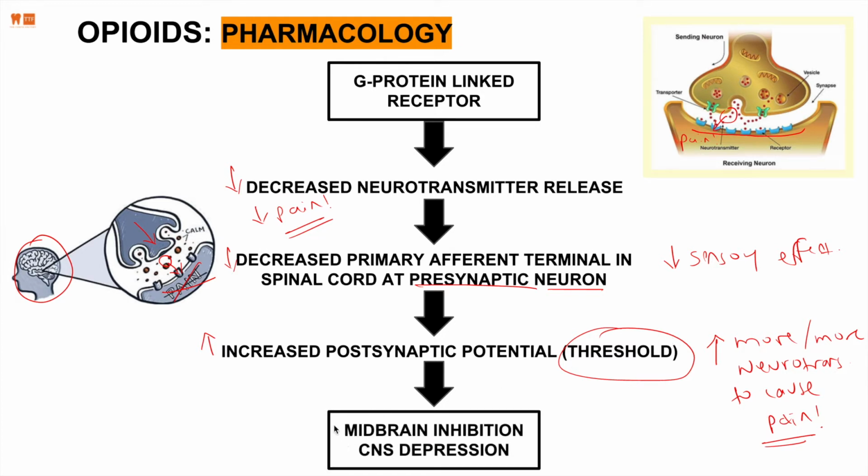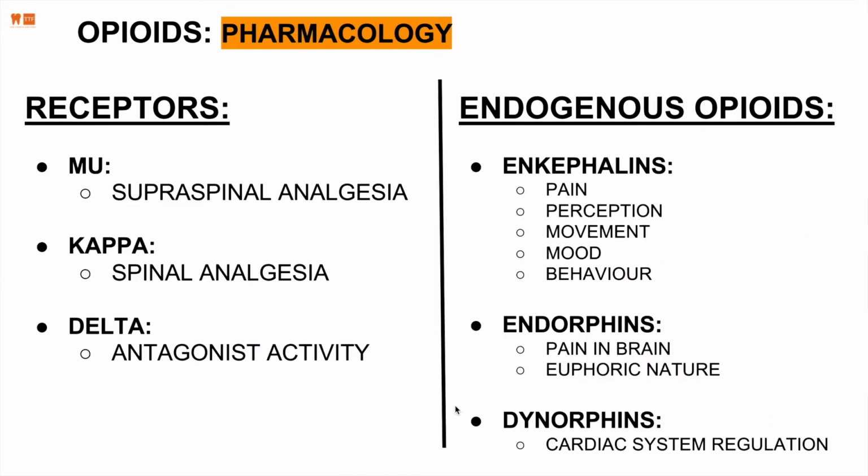In other words, it causes inhibition of the midbrain, and essentially, in summary, it's called a CNS depression. I hope the pharmacology was a little simple and the stories are well told. Let's take a look at the receptors that our body has on which opioids really act. We got a mu, a kappa, and a delta, each with their own function.